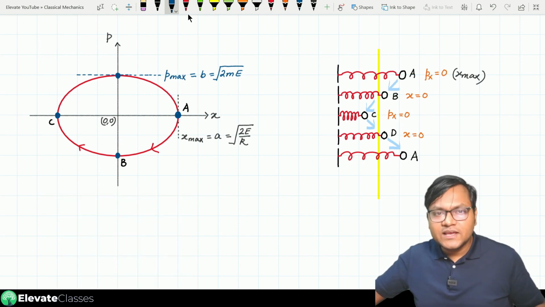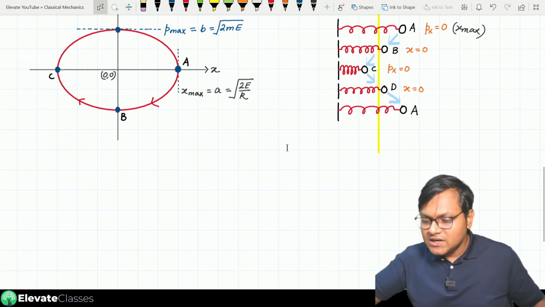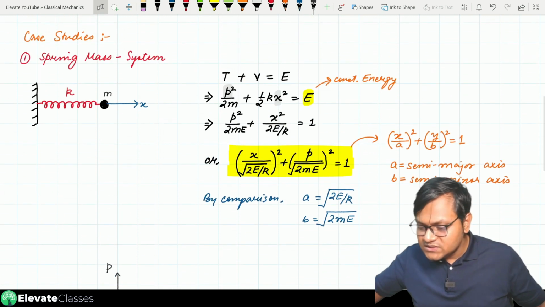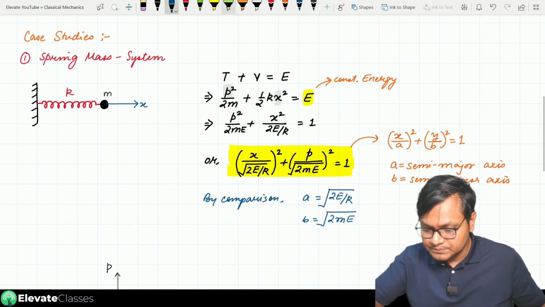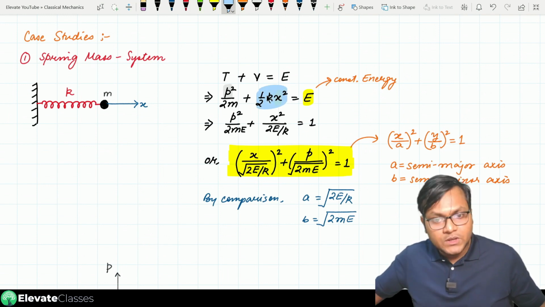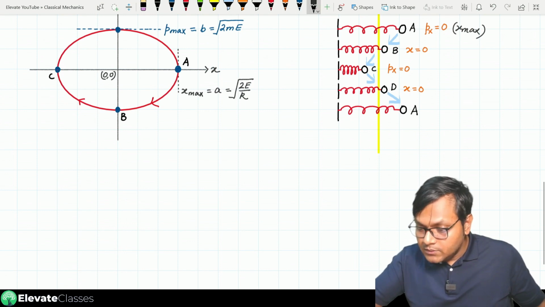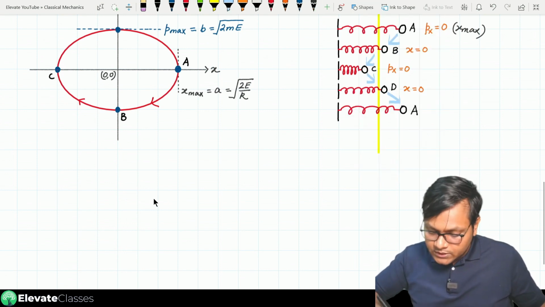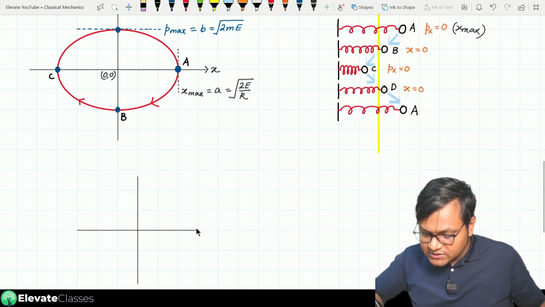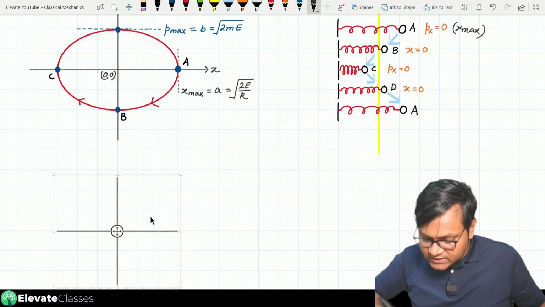To understand a family of curves, let us take a look at the potential diagram. What is the potential of a spring mass system? The potential of a spring mass system is this. Right? This is your potential, this half kx square. So if we redraw this diagram, let us draw it once again. So we should get a potential that looks something like this. What is the nature of the potential?